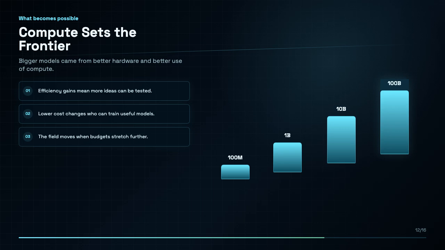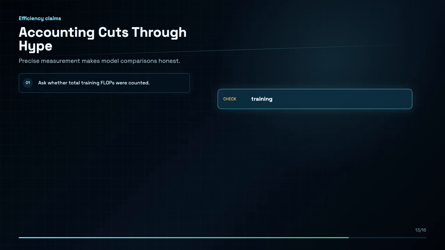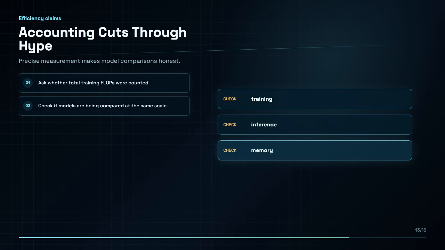Did they count total flops or just inference cost? Did they compare models of the same size or different sizes? Are they accounting for memory or only compute? Precise accounting cuts through hype and lets us evaluate claims rigorously. This is especially important as models grow larger and more expensive, and as claims about efficiency multiply.